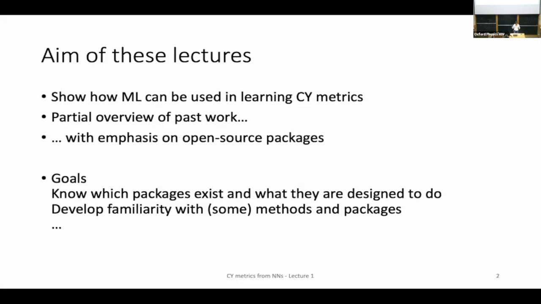So as I just said, the aim of these lectures is to show how we can use machine learning in this endeavor. And my goal, so when you're a teacher, you think about learning goals when you're delivering lectures, is that you will know which packages exist and what they are designed to do, and also develop some familiarity with these methods and packages so that, if you have a physics problem where you would need a Calabi-Yau metric, you would be able to start using the packages. And then, of course, you will need to add on the stuff that you're interested in to them. But still, that's sort of the goal.